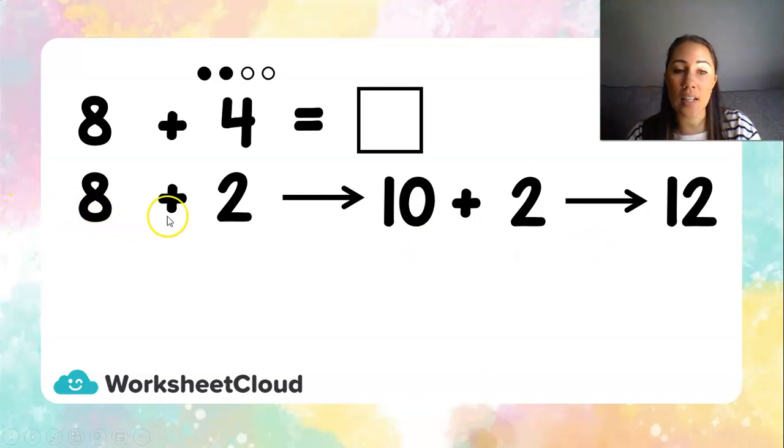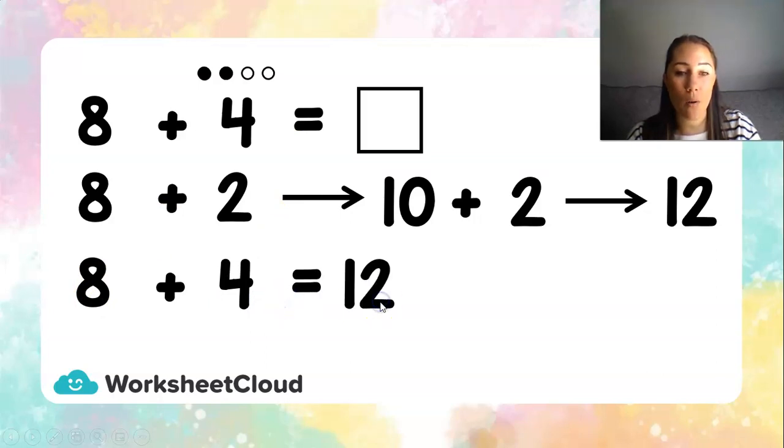Now I don't have any equal to signs in this line. I've only got arrows. And that is because I was still busy working it out. I took the 4 and I split it up into 2 and 2. And I got to 12 at the end. But now I need to write that sum once again. And now I'm going to say that 8 plus 4 is equal to 12. And that is how my sum is going to look.